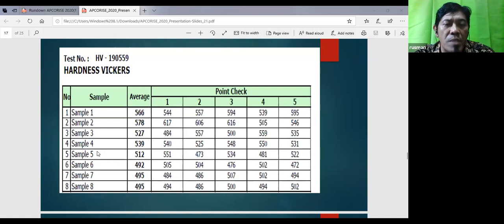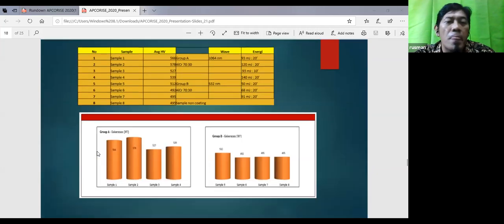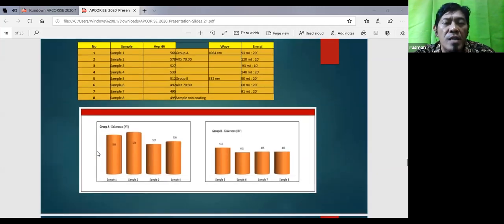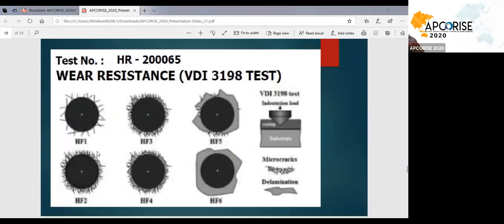From the hardness tester measurement, we found that sample number 1 to sample number 7, which are already coated by PLD, have an average value of more than 500. If we compare with sample number 8, the original sample, it is below 500. And if you compare the hardness between the 2 groups, 1000 group and 500 group, it can be seen that the 500 group has a hardness value lower than the 1000 group.